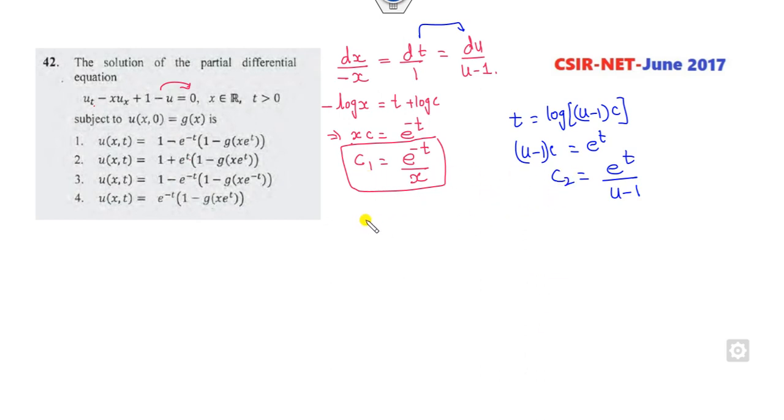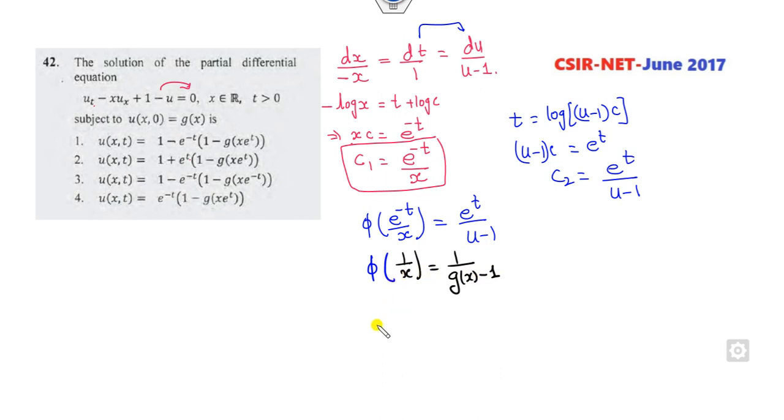You can start with this phi of e raised to power minus t over x. Now once you have written the solution, you can use the initial condition u(x, 0) = g(x). So phi, what is that? At t equal to 0, e raised to power 0 is 1, so 1 over x, e raised to power 0 is 1, u is my g of x minus 1.